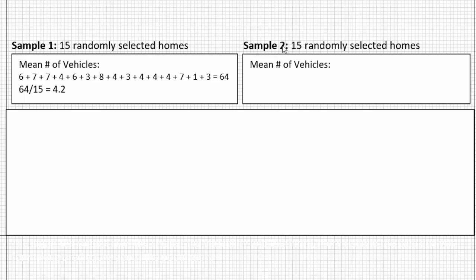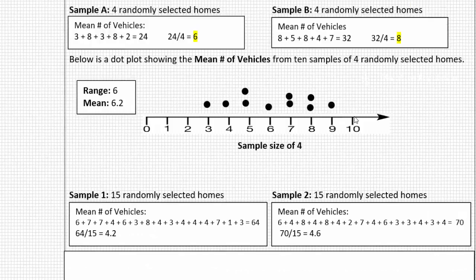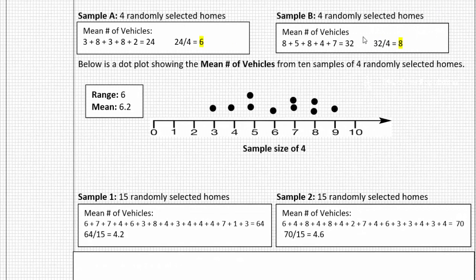So I repeated that with a second sample of 15 randomly selected homes. Here are those 15 data points from that data set above. I added them all up together, got a total of 70. Once again, since we're calculating the mean or the average, I divided that total by 15 for an average of 4.6 as the average number of vehicles per home in my neighborhood. So just looking at these two samples, what do you notice is different from when I did it with 15 randomly selected homes compared to when I did this with only 4 randomly selected homes?